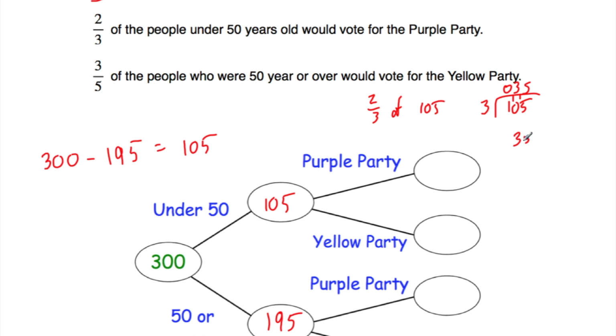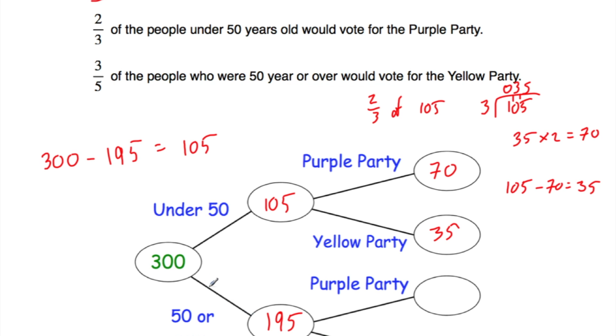Now if we times that by 2, we will get 2/3. So 35 times 2 is equal to 70. So 70 people under 50 would vote for the purple party. In terms of the yellow party, that's going to be the rest of the 105 people. So 105 minus 70 is equal to 35. So that means that 35 people under 50 would vote for the yellow party.